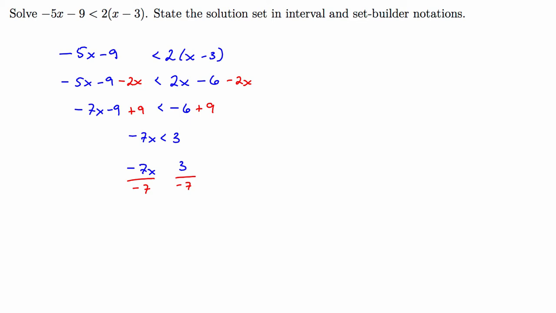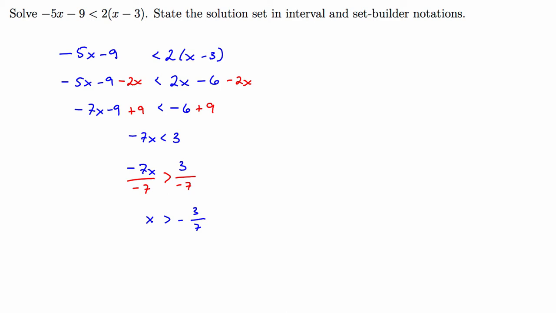And the catch here is that we have to remember, when we're using multiplication or division with a negative number and an inequality, the inequality will flip. So this less than will now become a greater than. Again, simplifying, negative 7x over negative 7 is just x, and that is greater than 3 divided by negative 7, which is negative 3/7.